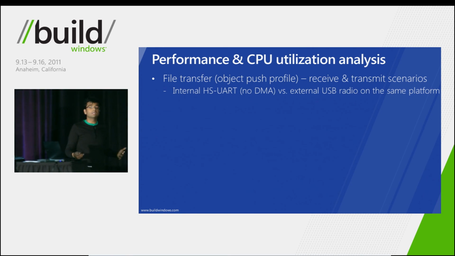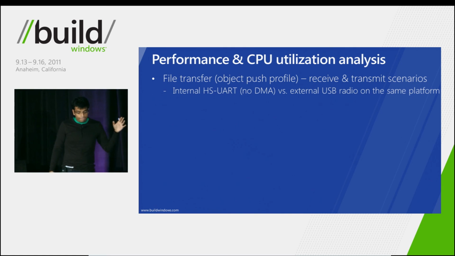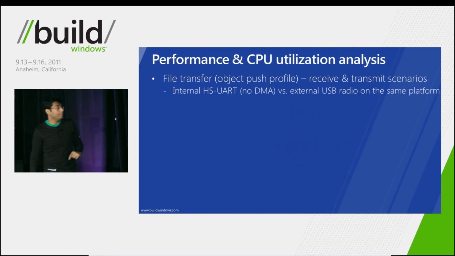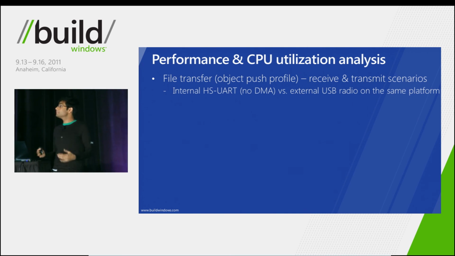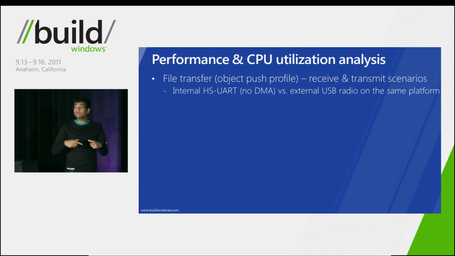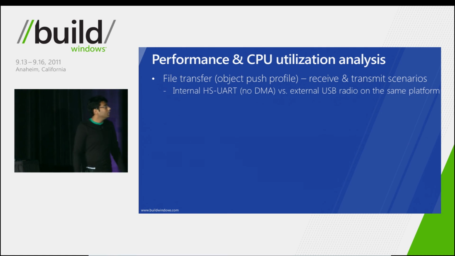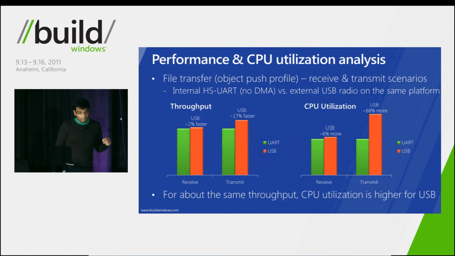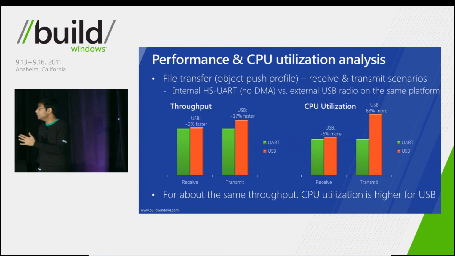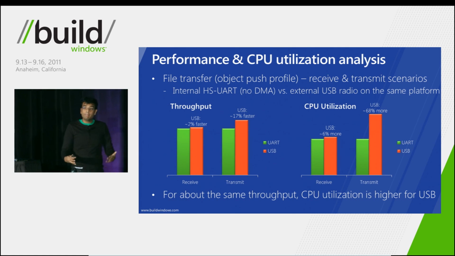So what our team did was we took one of these platforms that I demoed earlier on, and we ran through two different scenarios. One was receiving a file, and the other one was transmitting one. We used the high-speed UART internal controller first, and then we switched it out for a USB dongle that was externally connected. So here's some throughput and CPU utilization numbers that we've captured. We think that throughput is a very good metric for looking at performance, while CPU utilization is a good metric for looking at power consumption.